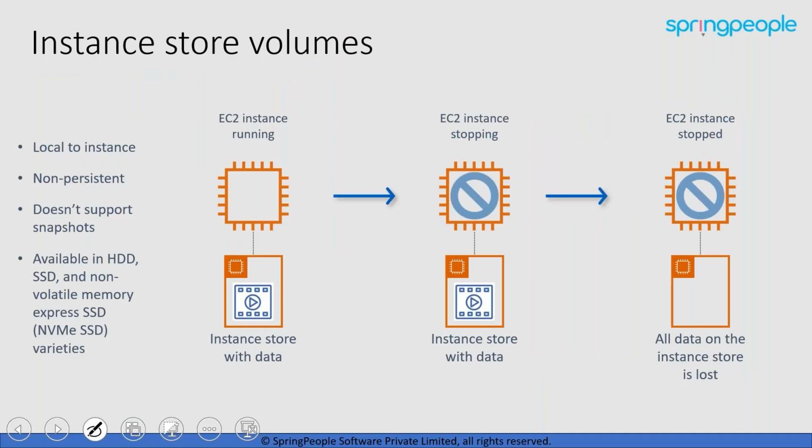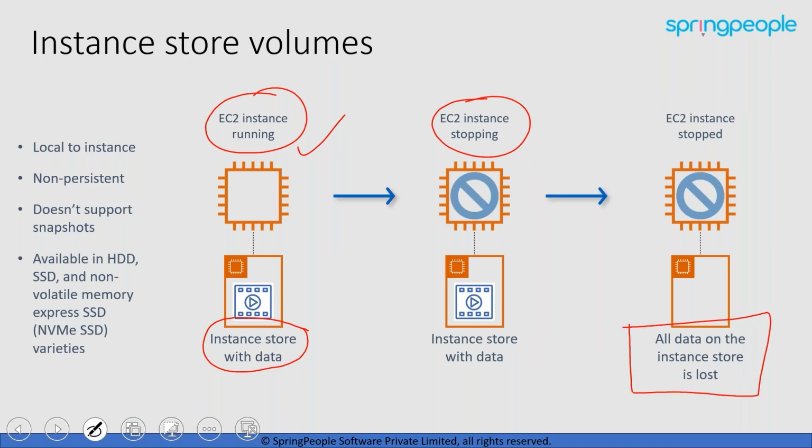Okay, so this is the visual example of the instance store. Let us say this is your EC2 instance and it is running, and this instance store has some data inside it. Let us say you have stopped it, or maybe it got stopped. If this instance stops, all data on the instance is going to get lost. That's why these are known as non-persistent. And second important thing, it is not possible to take a snapshot of it as well. What snapshots are, we are going to see later on.